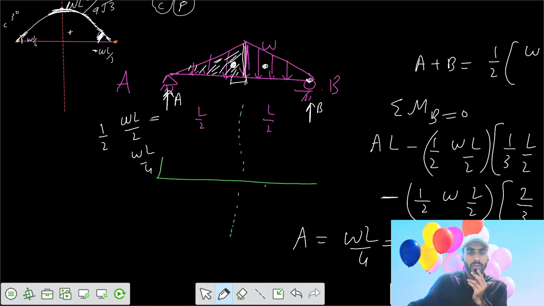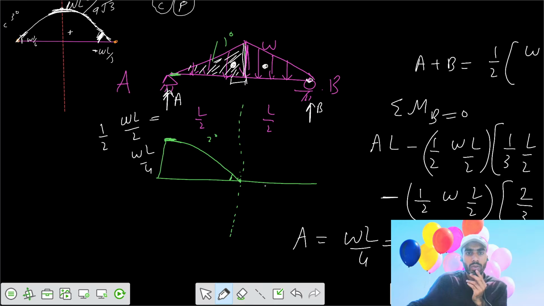Once we got the shear force upwards equals to WL by 4, then the variation: the slope here is 0 because the loading here is 0, and the loading here is maximum. We can say that here the shear force has to be 0. Since it's a 1 degree curve, it has to be a 2 degree curve. Then we have to connect the two critical points.